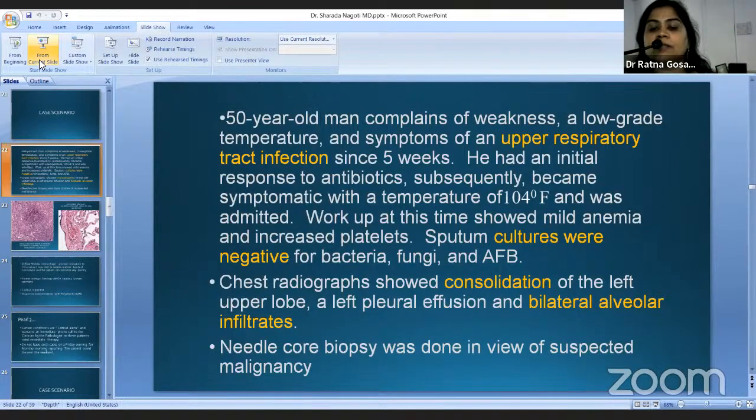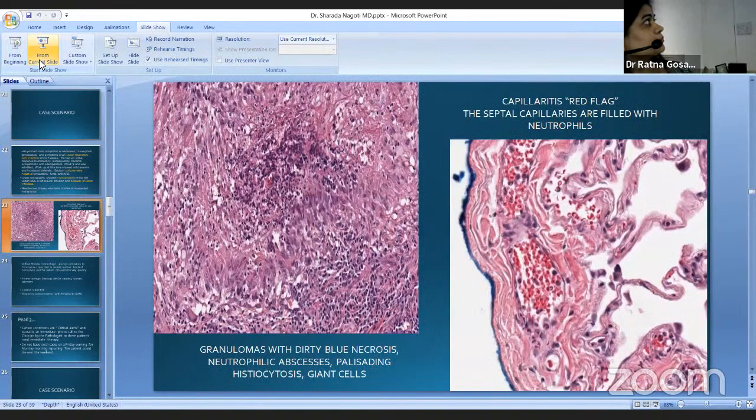So a needle core biopsy was done in view of suspected malignancy, and these are the biopsy features. So what is this? Yeah, so this is what the biopsy showed. This is again a granuloma, a necrotizing granuloma. But here the necrosis is not the pink eosinophilic granular necrosis of a tuberculous granuloma. This is a dirty necrosis, dirty blue necrosis, and it is due to the presence of neutrophilic debris, neutrophilic abscesses. Surrounding this, you find epithelioid histiocytes in a palisading way and a few multinucleated giant cells here and there. So these granulomas are present.